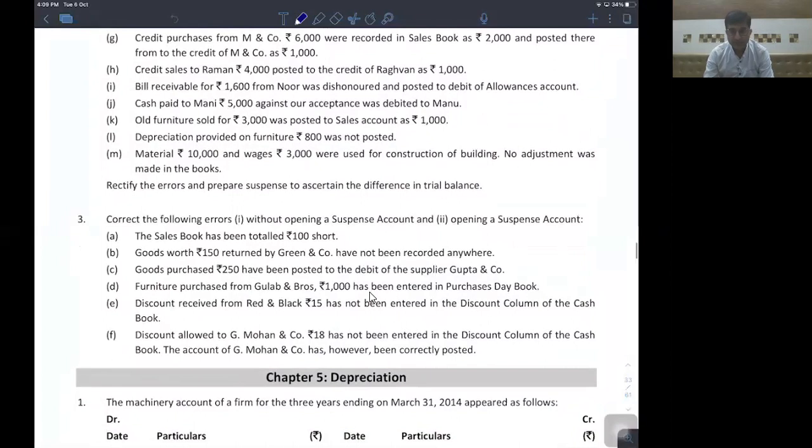Credit purchase, next one. Credit purchase from MN company 6,000 were recorded in sales book as 2,000 and posted therefrom to the credit of MN company as 1,000. Posting गलत amount से की, पर correct side में कर दी. All right. Acha, Tejas is asking, what if it was not mentioned that SN company is correctly credited? We would have assumed that SN company is debited. All right.